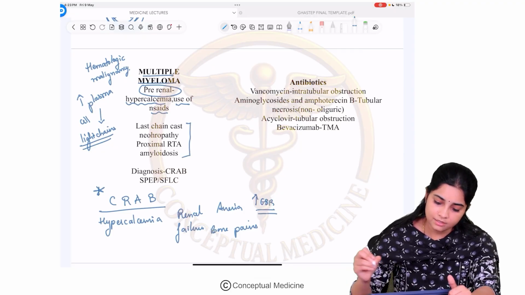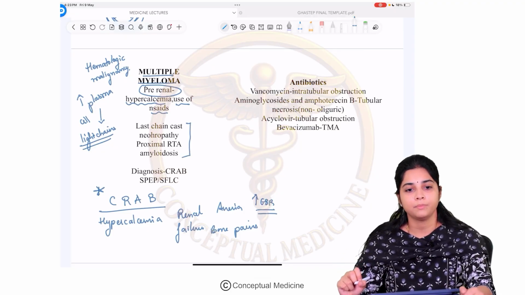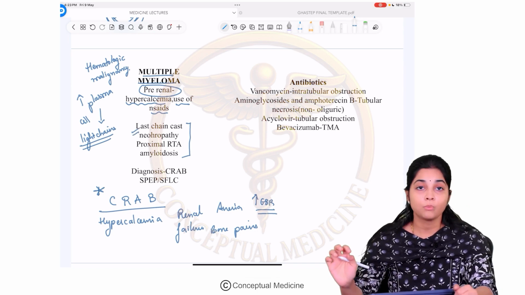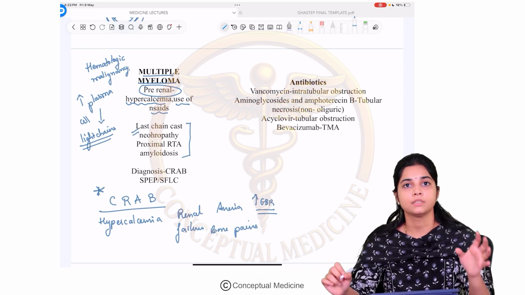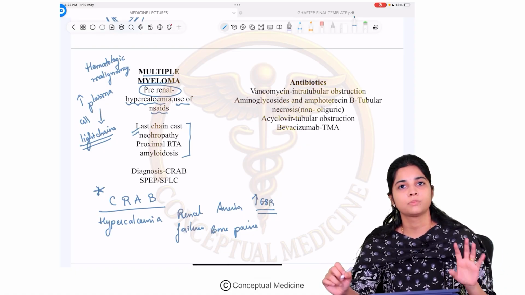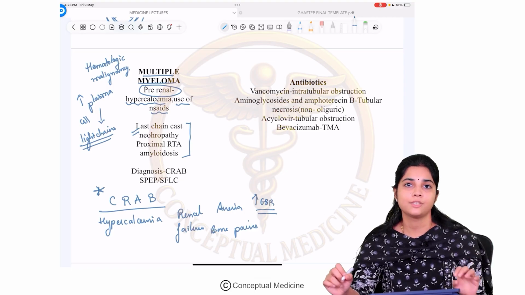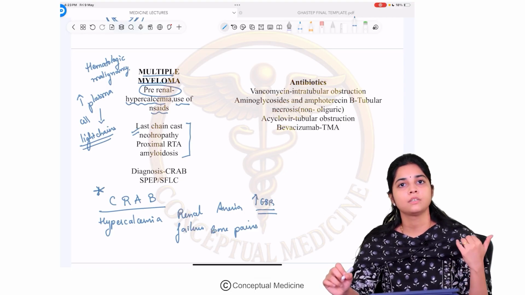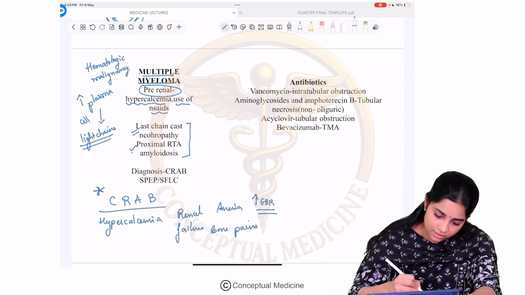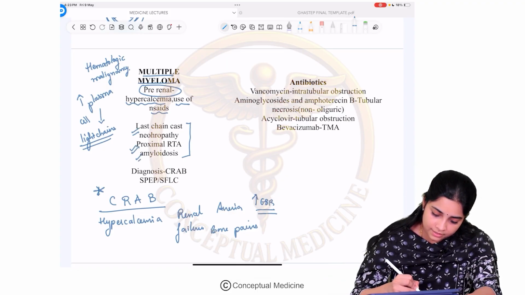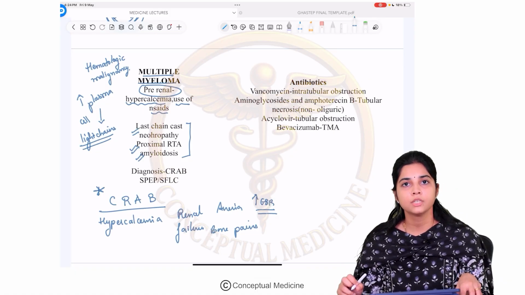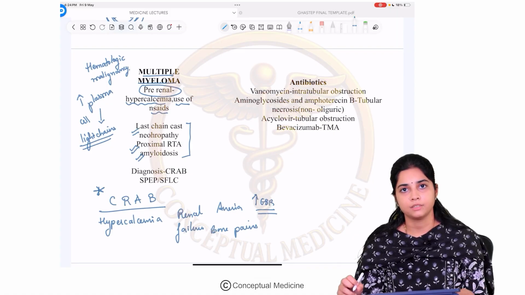The other mechanisms of AKI in myeloma patients include light chain cast nephropathy. So what is this light chain cast nephropathy? There is production of huge amounts of light chains. These light chains then go and obstruct the tubules. When these light chains obstruct the tubules, they can cause something called light chain cast nephropathy. Apart from that, they can cause proximal RTA, renal tubular acidosis, and amyloidosis. So these are the various ways in which multiple myeloma can affect the kidney.